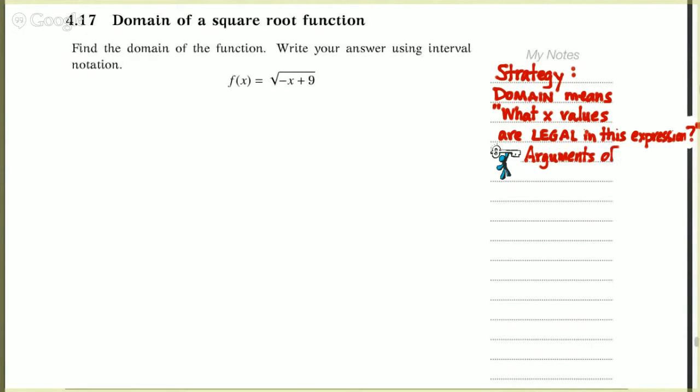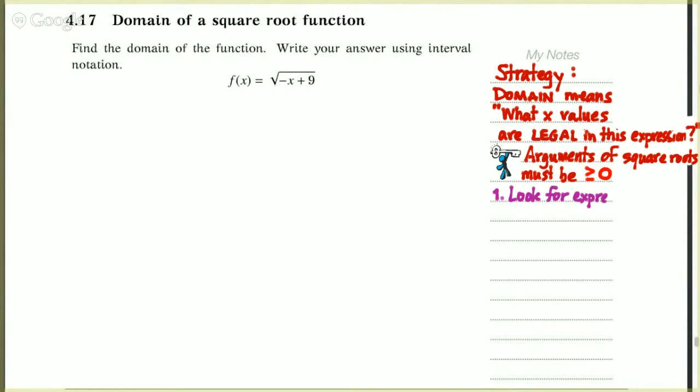So here's the key. The key to domain questions when they involve radicals, especially when they involve square roots, is that we may only take a square root and get a real answer if the quantity underneath that square root is non-negative. So in other words, the arguments of square roots, arguments meaning the inputs, the stuff that's underneath the square root, has to be greater than or equal to 0.